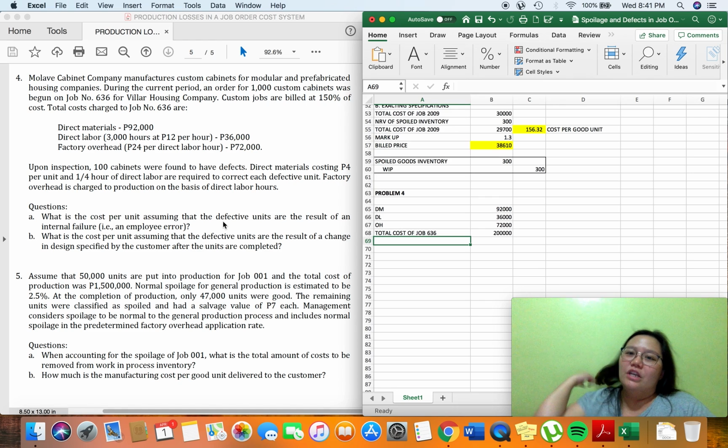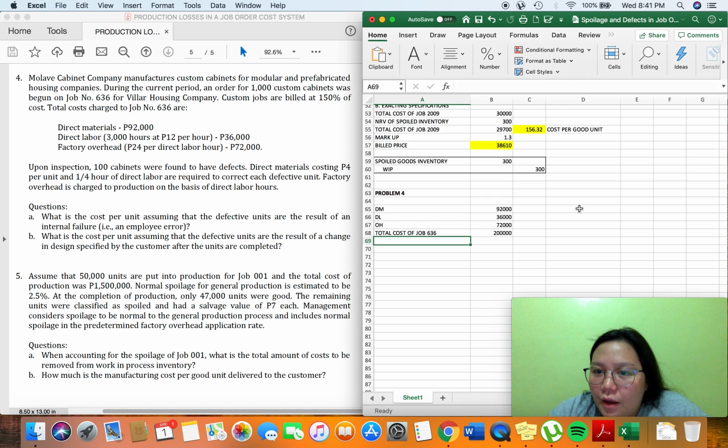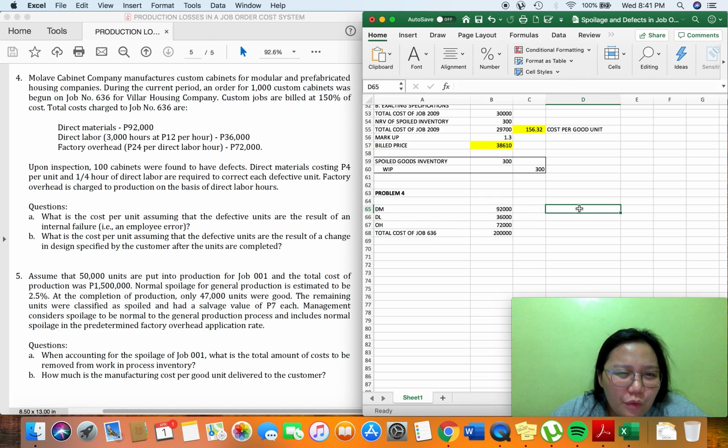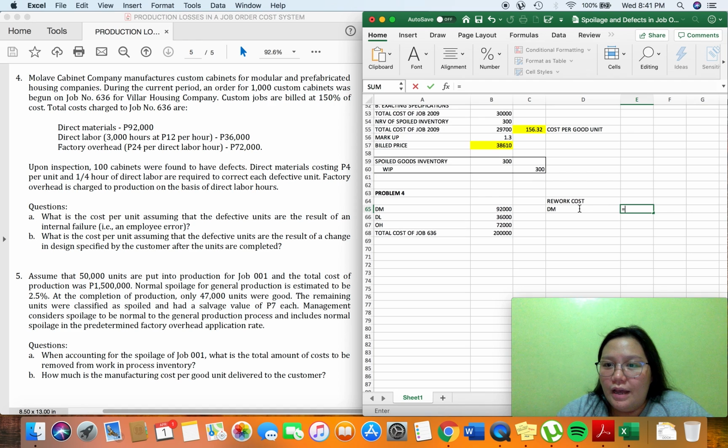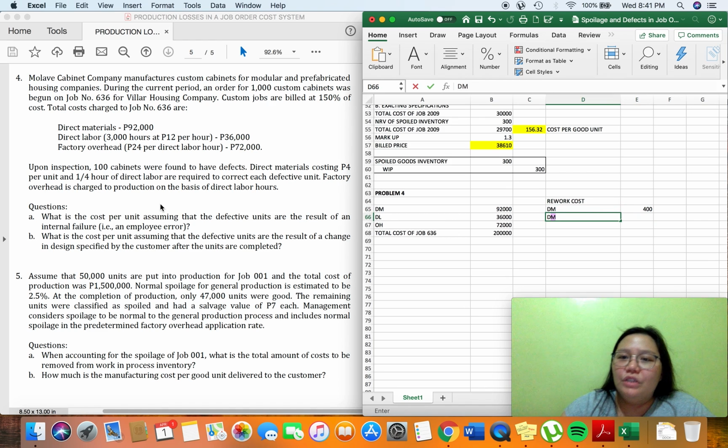Total rework cost incurred. So, of course, the rework will entail direct materials. So, dito natin lagay. So, yung rework cost natin, we have direct materials of 4 per unit, right? So, we have 4 multiplied by the number of defective units, which is equal to 100 cabinets. So, 4 times 100, we have 400.